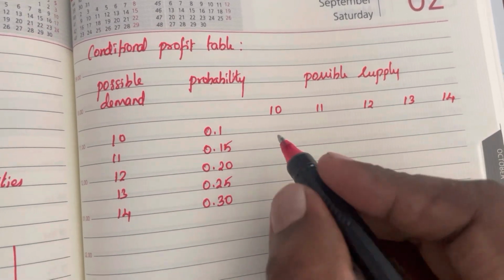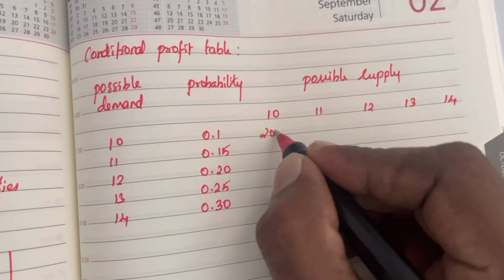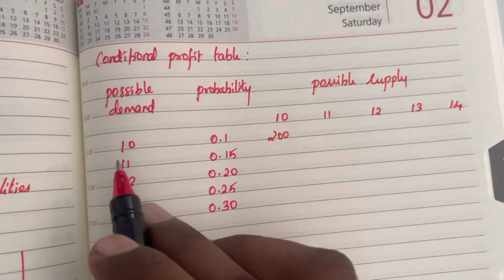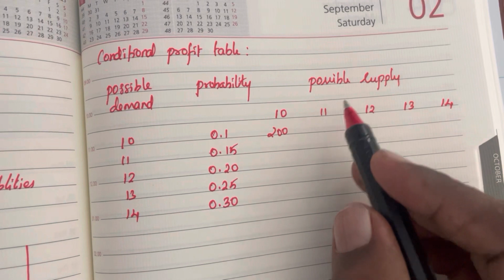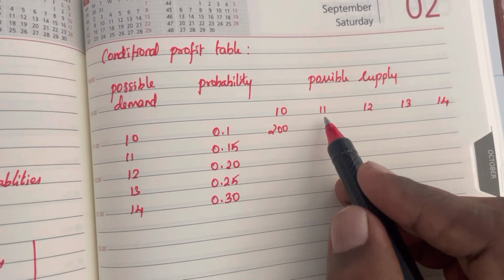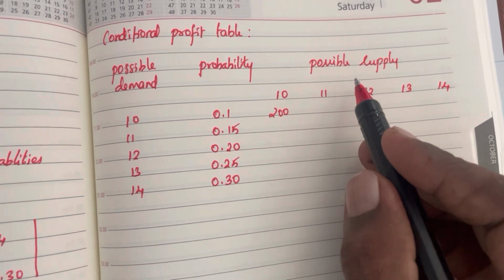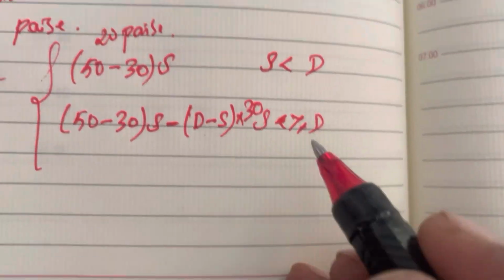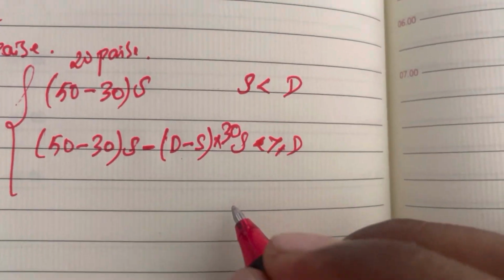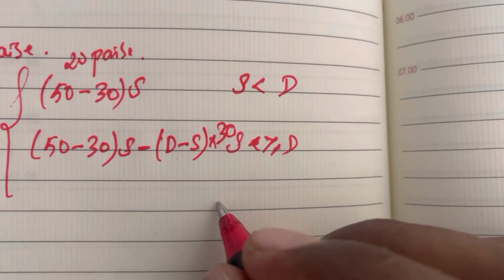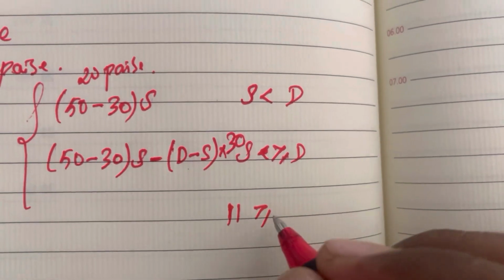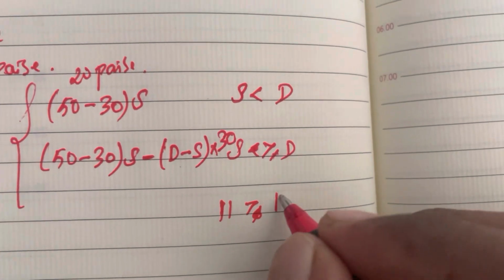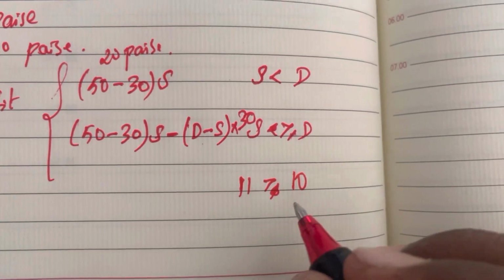So 10 into 20 pice, which is going to be 200 pice, is the profit. And the next one, 10 is the demand and the supply is 11. Okay, so in this case what is happening? Supply is greater than demand. Supply is 11 and the demand is 10. So here the supply is greater than demand.